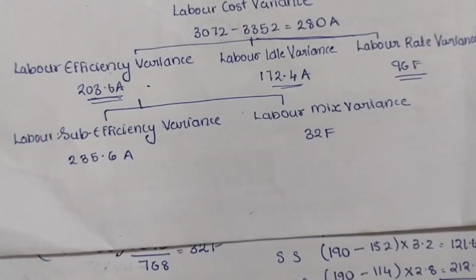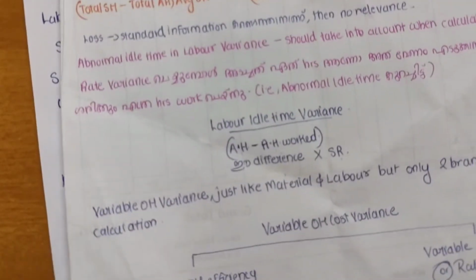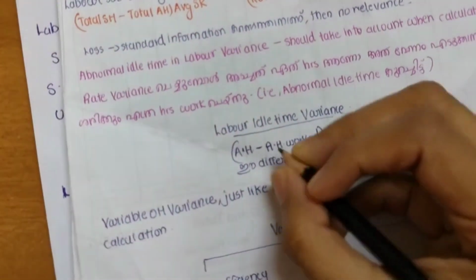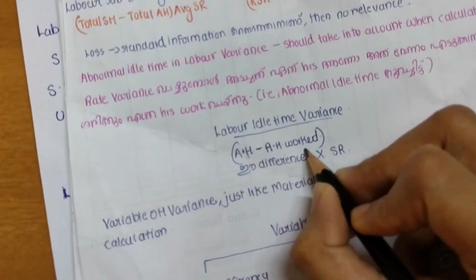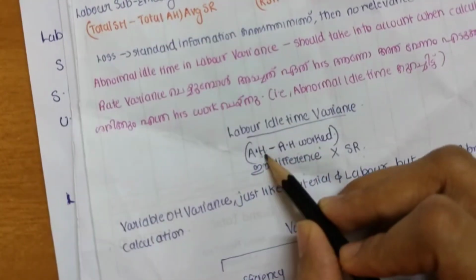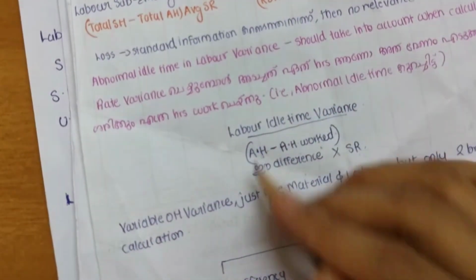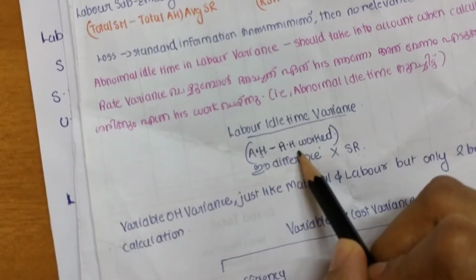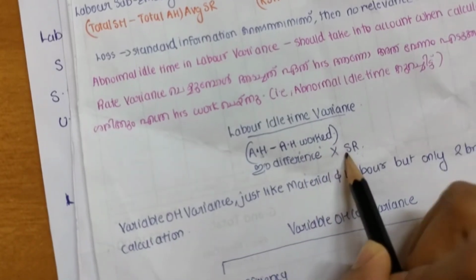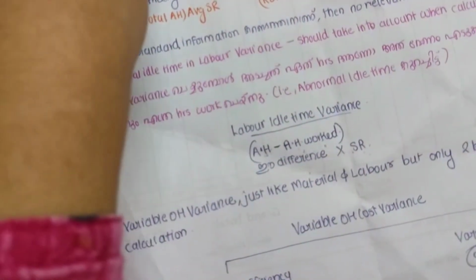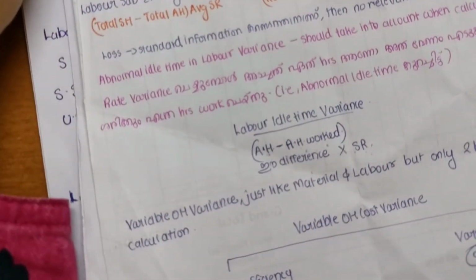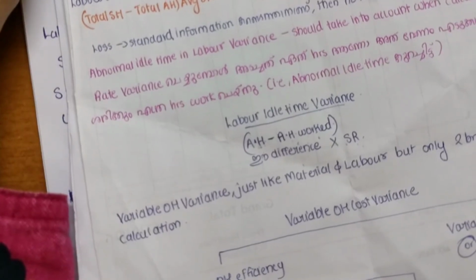Now let's go with the labor idle time variance. Let me explain how to calculate it. I have already explained this in the basics video, and I'm just showing it to refresh your mind. Actual hours minus actual hours worked you have to do first, and then multiply it with the standard rate. It is very easy. We know the actual hours, which we calculated in the very beginning, and we have calculated actual hours worked as well. After doing this, multiply it with standard rates and you will get the labor idle time variance. And the other thing is, every time we calculate the labor idle time variance, it is always adverse.